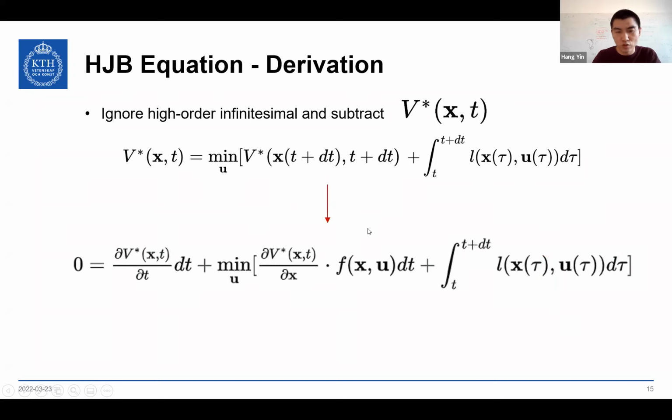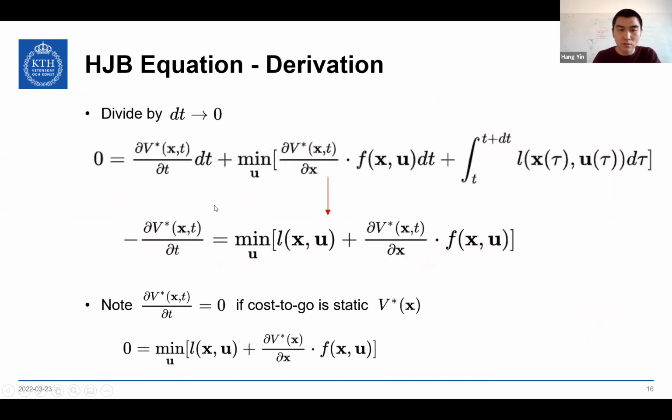If you substitute this into that original equation, you will see that it eventually becomes something like this. You can check the proof later, but that's basically what's happening here. And of course, if we divide by dt and take that to 0, the integration will just disappear with the integrand remaining, and you basically have what is called the Hamilton-Jacobi-Bellman equation. That's why you still have Bellman here, because they are basically the same thing, right?